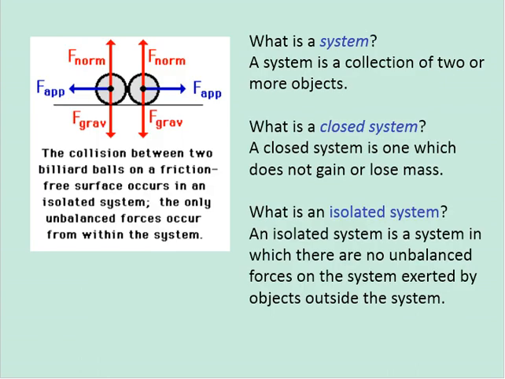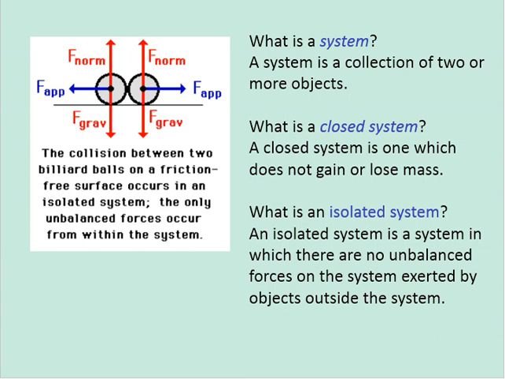Let's look at some of those other words. What is a system? For us, a system is going to be two objects. A system can be two or more objects, but we're only going to look at two objects in our types of collision. What is a closed system? A closed system is one in which neither of the objects lose any mass. So if you think about a car collision, none of the parts of the car can fall off during the collision. The masses of the cars must be the same before the collision as they are after the collision.